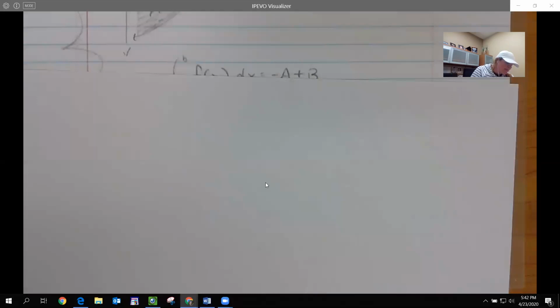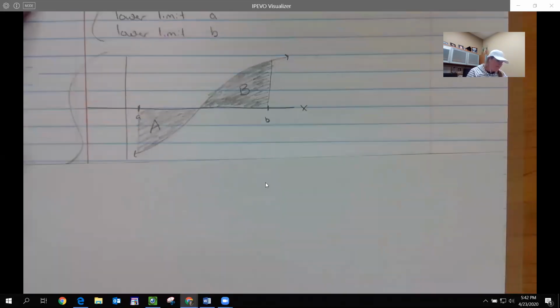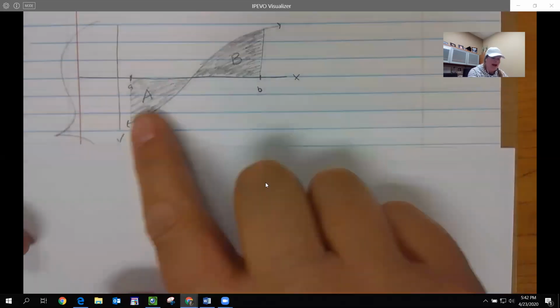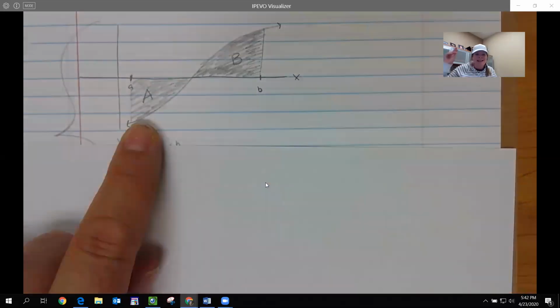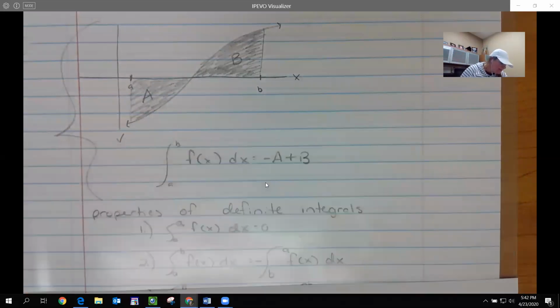So a little bit. If I look at something like this on our graph, what is A? Negative area of A. It's negative. What's B? It's positive.